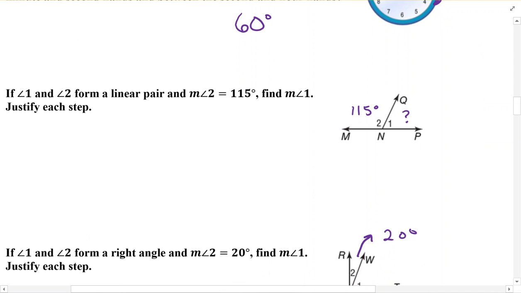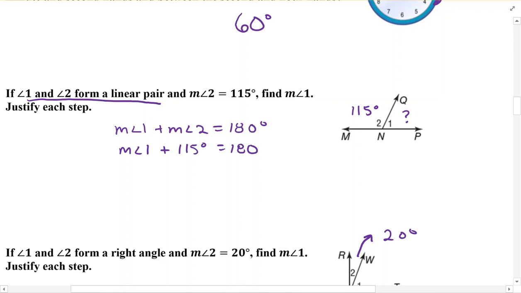The next problem tells us that angle 1 and angle 2 form a linear pair, so we know that they're supplementary. And by definition of supplementary, we know that their measures would add up to be 180 degrees. We are told that the measure of angle 2 is 115 degrees. So if we solve this equation here, we will know the measure of angle 1. So angle 1 is 65 degrees.